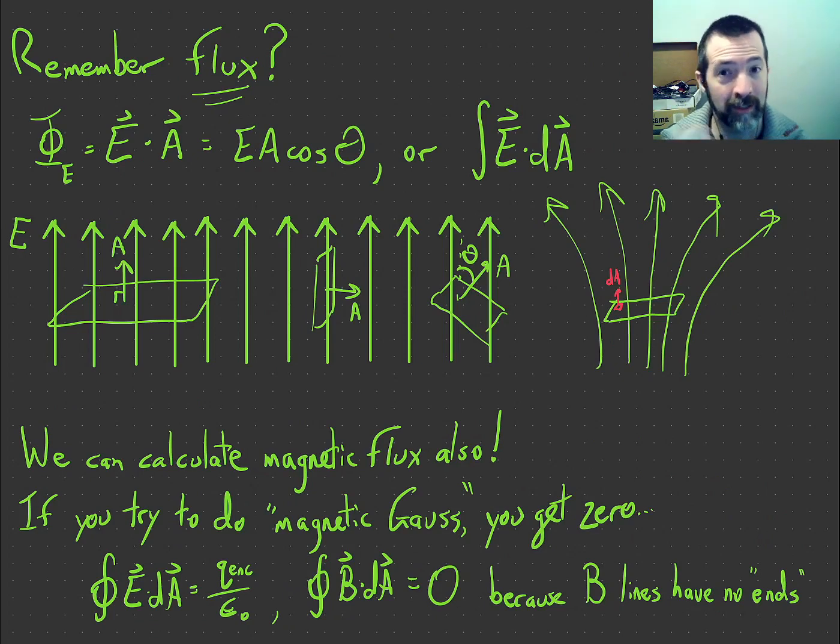The general idea with flux is that it's a way of measuring how much field passes through a particular area. Now, of course, field lines themselves are not real. They're like a visualization. But you can think of flux as being a way of counting how many lines pass through a patch or something like that. So I have a few different illustrations in the middle of the screen here.